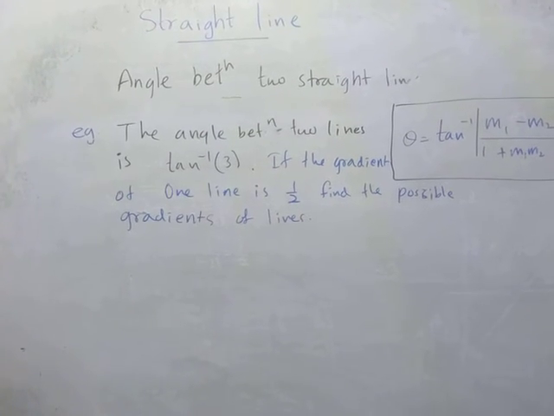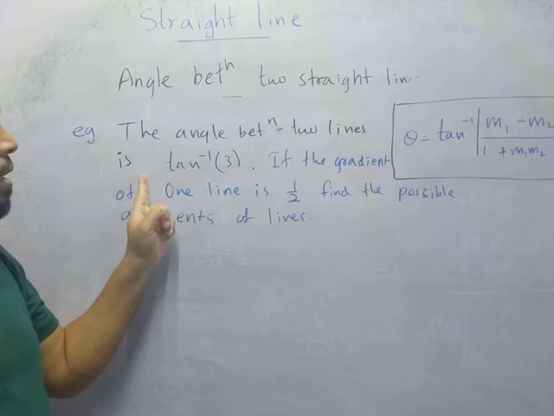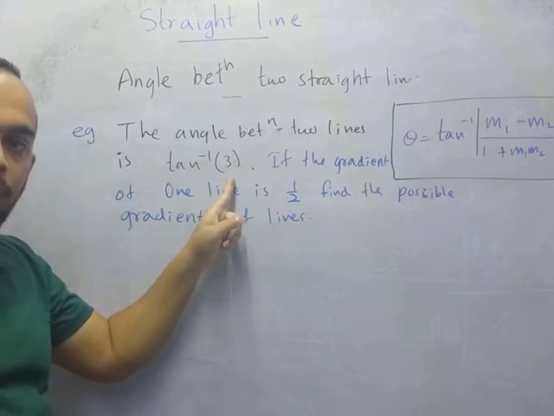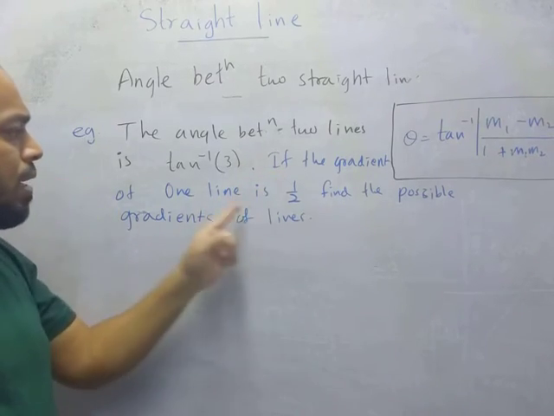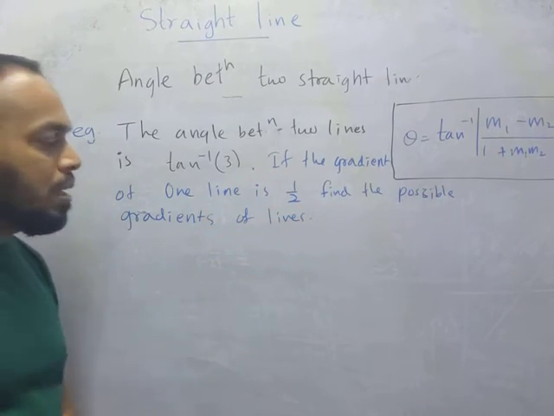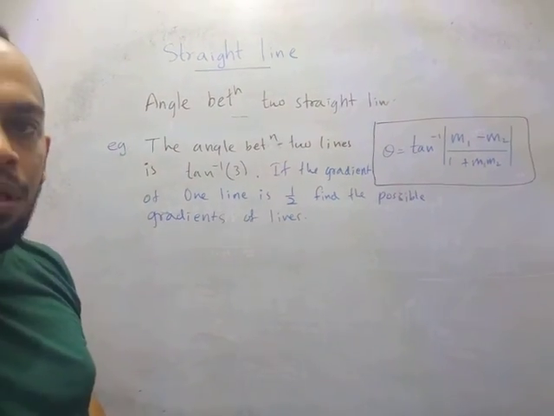Right, so here's another example. The angle between two lines is tan inverse 3. If the gradient of one line is half, find the possible gradients of the other line. Okay, so let's use this equation.